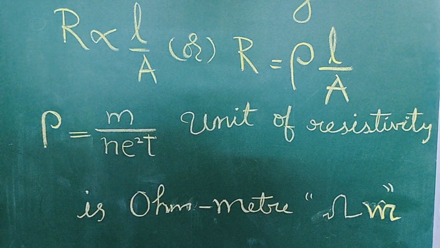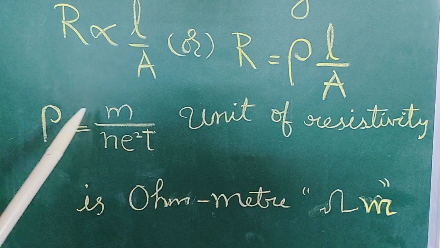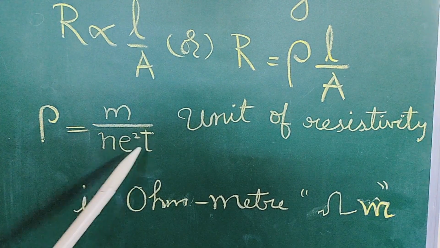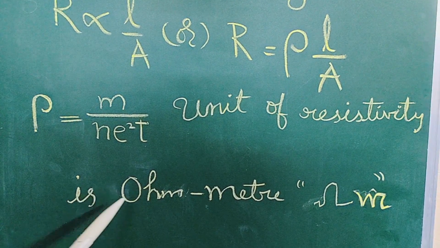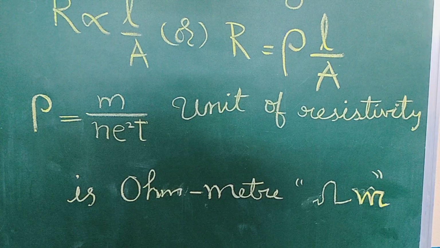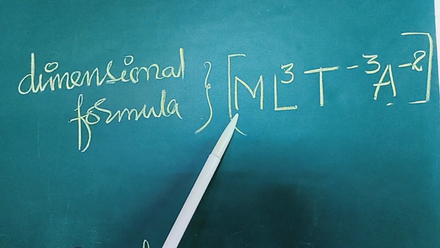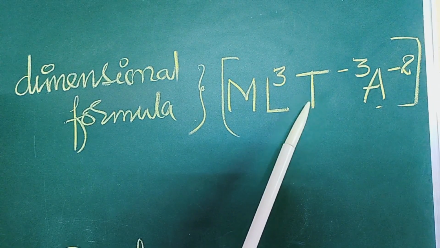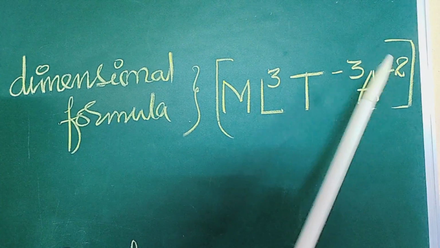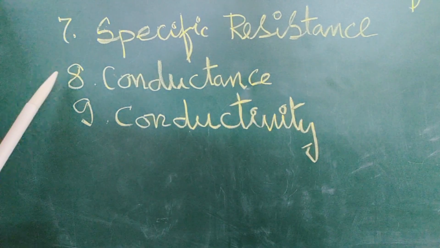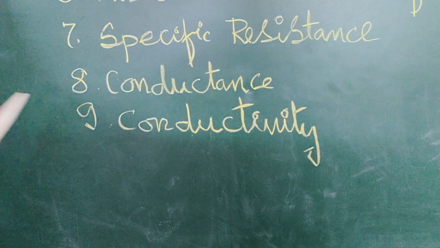This resistivity depends upon the material. It can be calculated by using this formula m by n e square tau. Here the resistivity unit is ohm meter. So now the dimensional formula for the resistivity is M L cube T to the power of -3 A to the power of -2. Now the next two topics are conductance and conductivity.